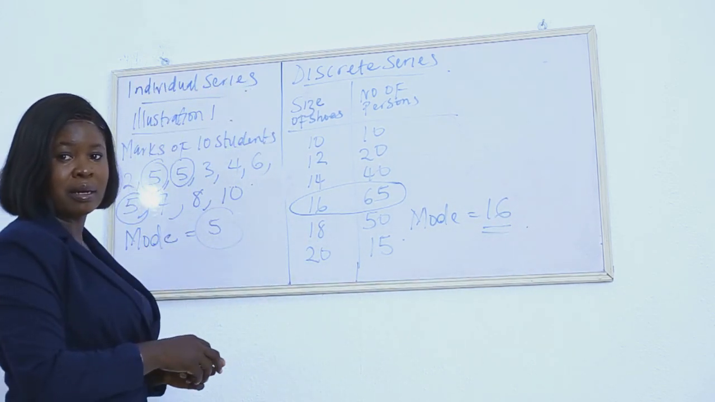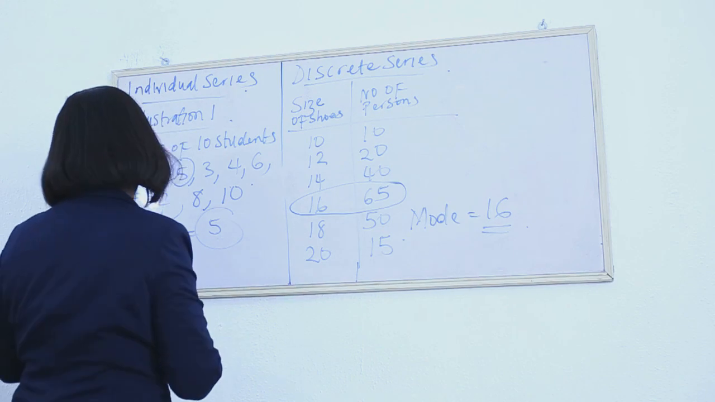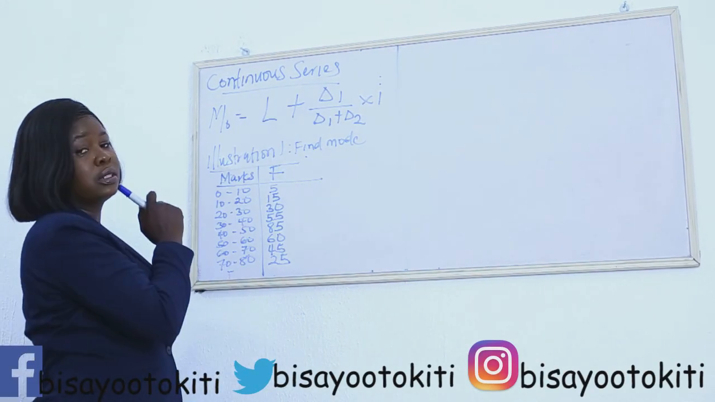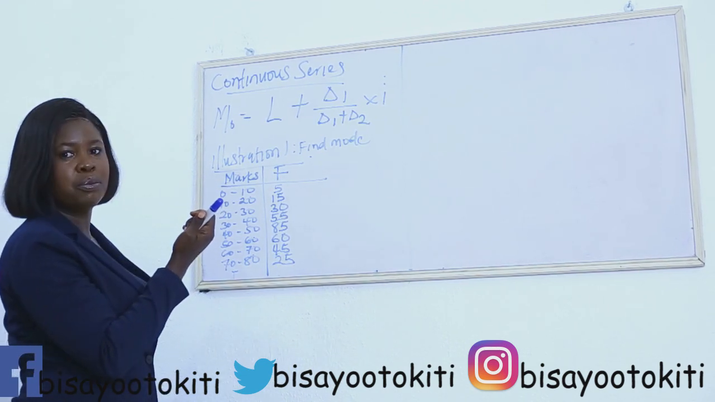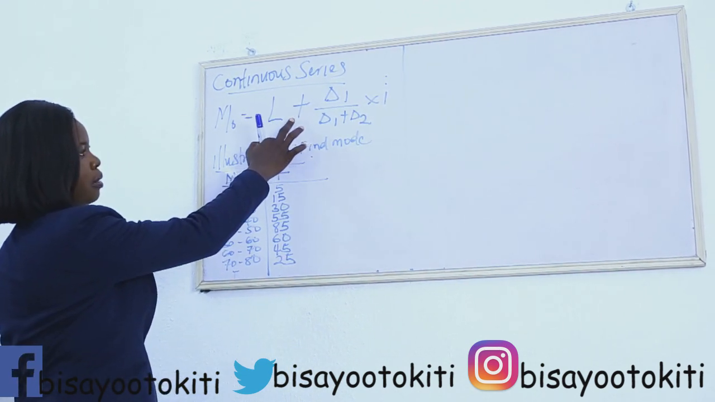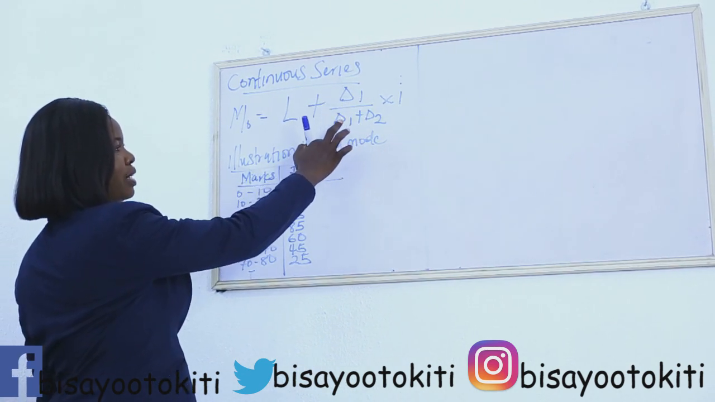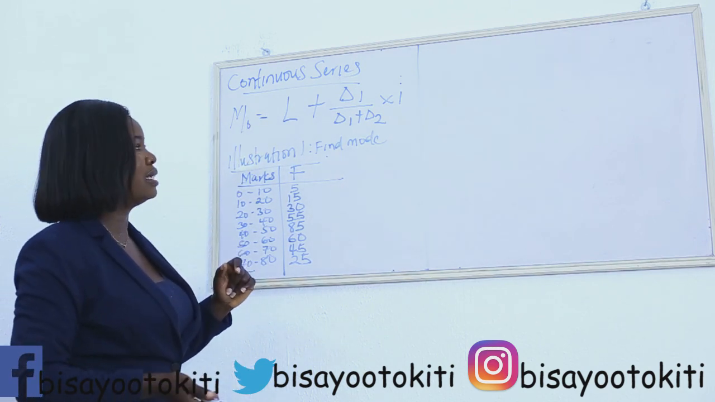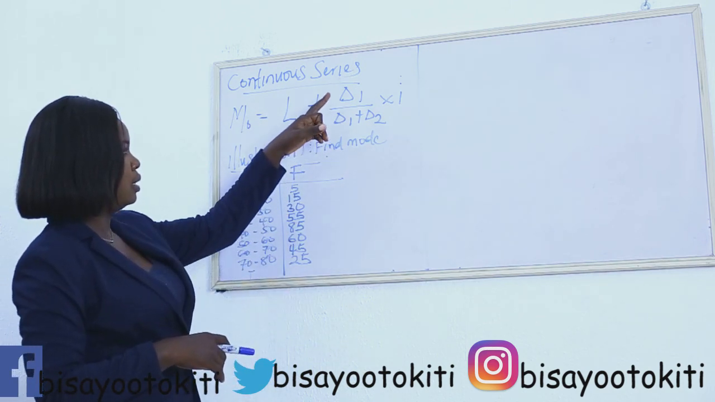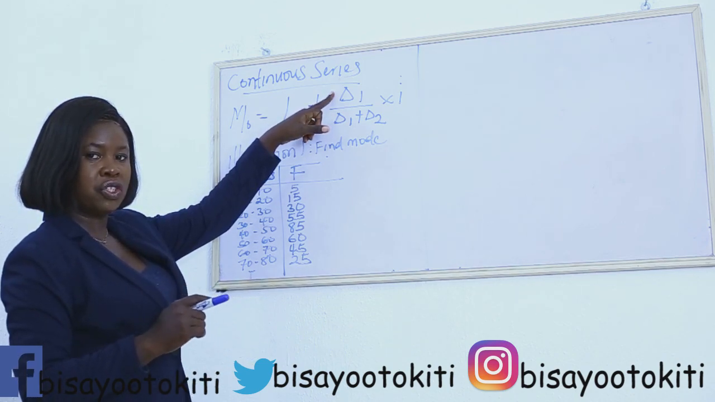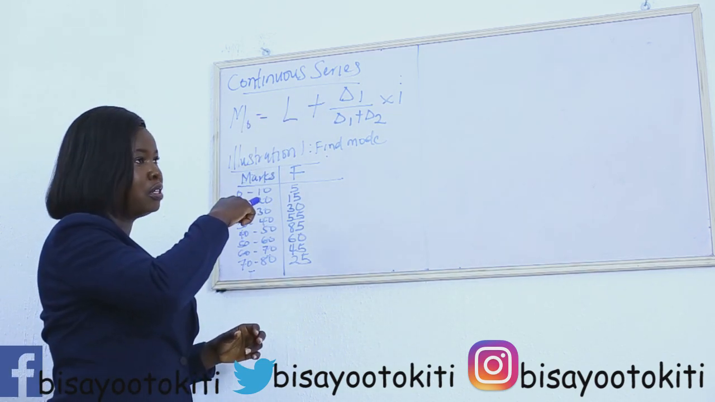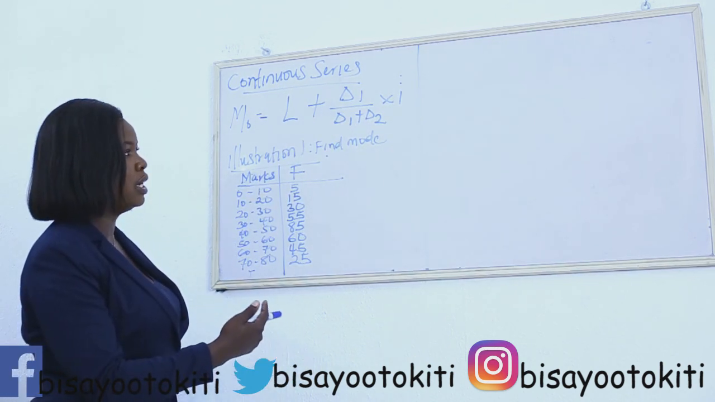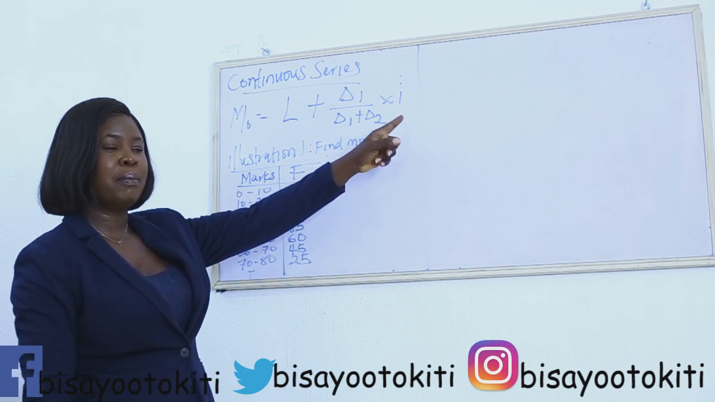Then we look at the last example, which is the continuous series. The last method of solving mode is the continuous series, and the formula is simple: L plus delta 1 over delta 1 plus delta 2, times i. L means the lower class limit of the modal class. Delta 1 means the modal class frequency minus the preceding value. Delta 2 means the modal class frequency minus the succeeding value, then multiplied by the class interval.